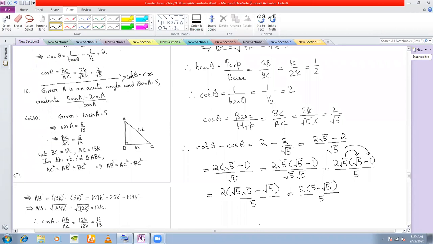Now suppose in the question, the value of root 5 was given to you, then you could have put the value here and easily found the value up to 2 or 3 places of decimal. Since the value of root 5 is not given here, you can leave your answer in this manner. Remember, whenever you get an expression where the denominator is an irrational number or a surd, do not forget to convert it into a fraction in which the denominator is rationalized. This is something that you must remember. Rationalize the denominator always.